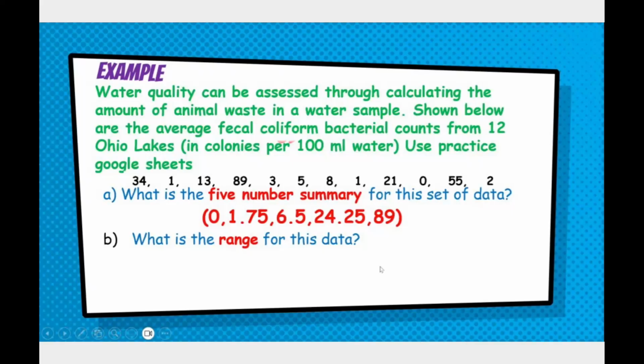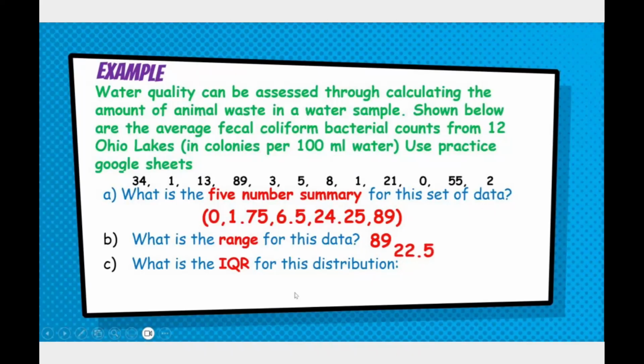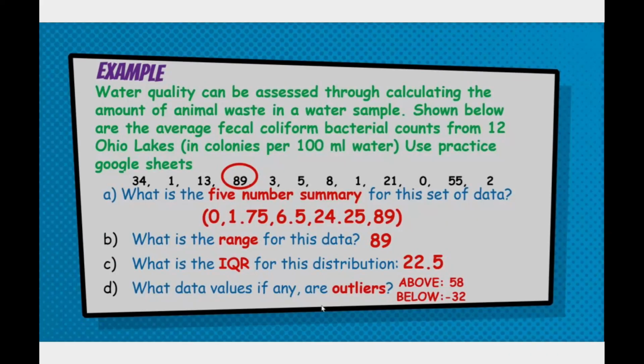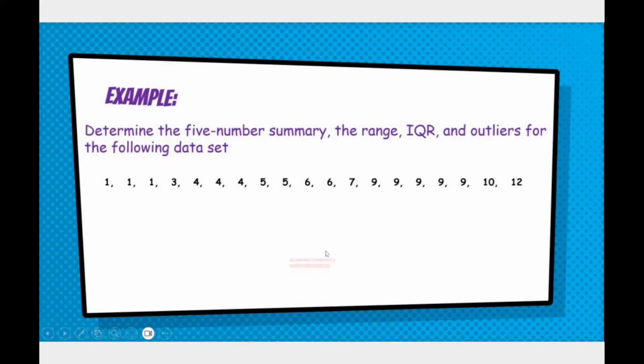The range of this data, I can see from looking at my Google Sheet, is 89. The IQR for this data is 22.5. And are there any outliers? I'm looking for anything above 58 or below negative 32. And I do have a data value above that, 89. So don't swim in that lake, whatever that is.